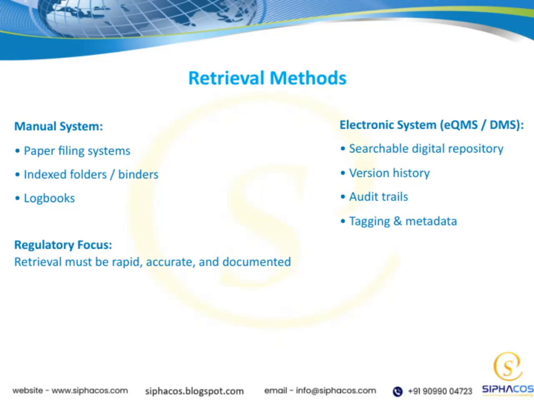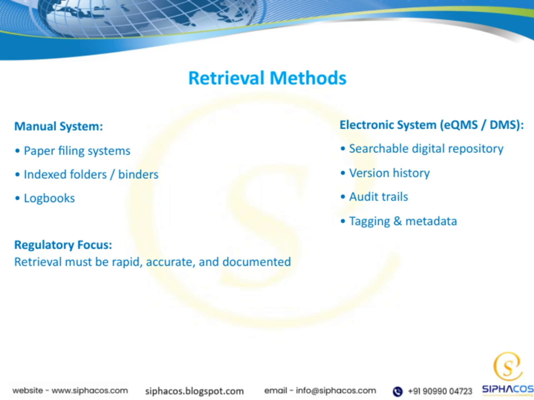Let's start with the electronic system, or EQMS and DMS. These systems serve as searchable digital repositories, making it much easier to find and access documents quickly. They also maintain version histories, so you can track changes over time and ensure you're always working with the most current information. Audit trails are another key feature, providing a record of who accessed or modified documents, which is crucial for compliance and accountability. Additionally, tagging and metadata help categorize and organize documents, making retrieval even more efficient.